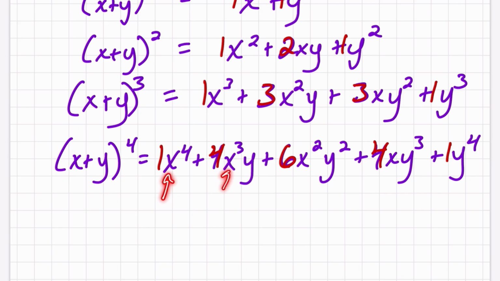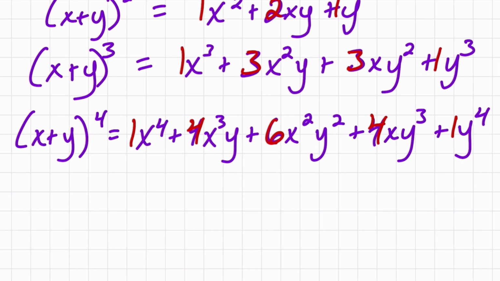Here, x to the fourth, x cubed, x squared, x to the first, x to the 0. And then your y variables are increasing. So you have y to the 0, y to the first, y squared, y cubed, and so on. And then one more pattern, which is that the sum of the exponents is going to add up to whatever you're raising your binomial to.